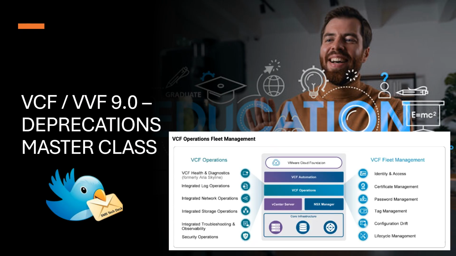So in this class, we are not jumping directly into explanation. First, I will show you the complete list of deprecated components. Only after that, we'll go one by one. I will explain three things for every deprecation. The first one is what this feature was used for. Second, why VMware is deprecating or removing it. Third, what replaces it in VCF 9. These are the three things which we need to understand as part of the deprecated components in VCF 9.